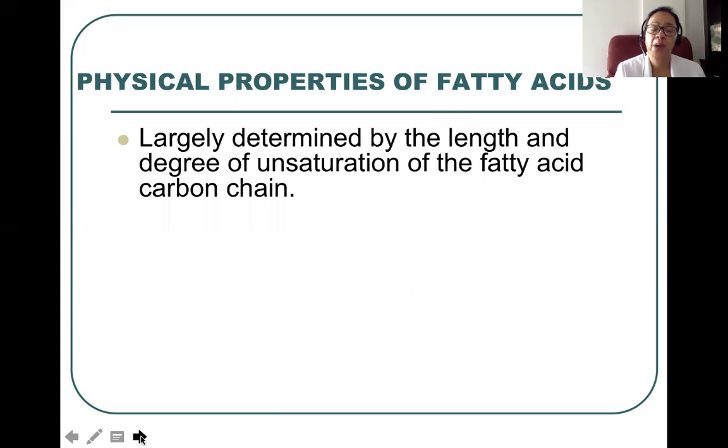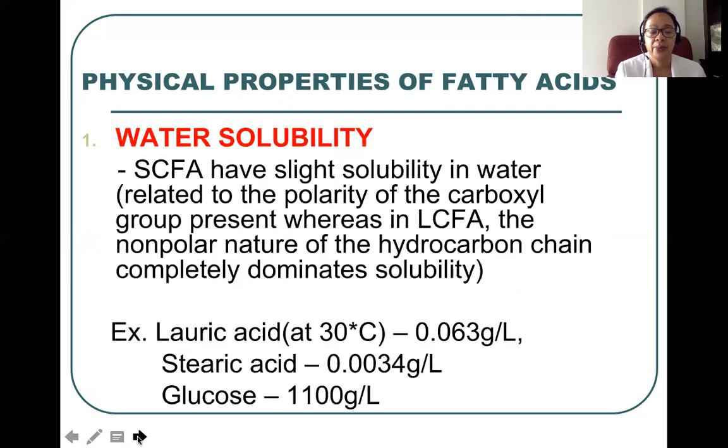So there are also physical properties of fatty acids. This is largely determined by the length and degree of unsaturation of the fatty acid carbon chain. The first physical property is the water solubility. The shorter chain fatty acid have slight solubility in water compared to the long chain fatty acid, because the nature of the long chain fatty acid's structure is very non-polar, because of its hydrocarbon chain. So that chain completely dominates its solubility.